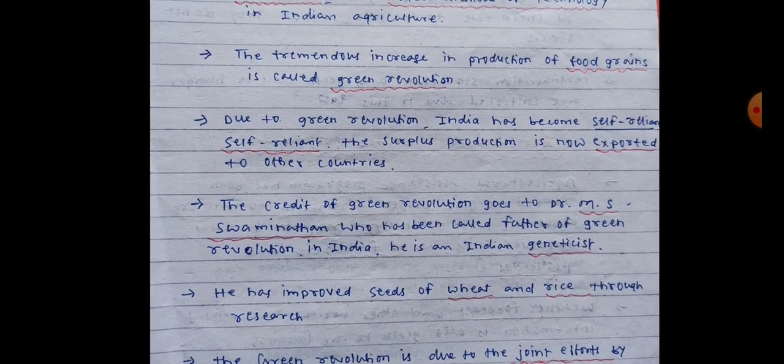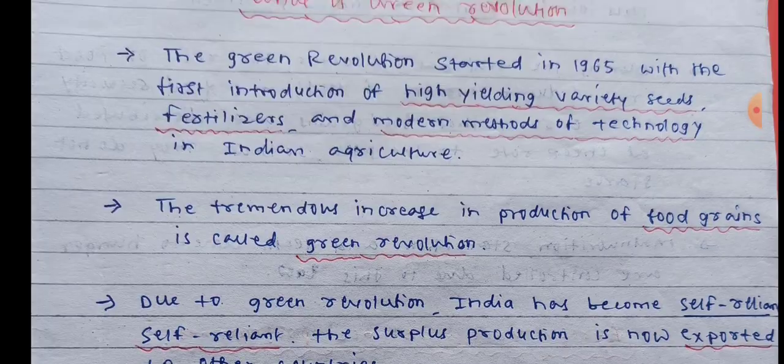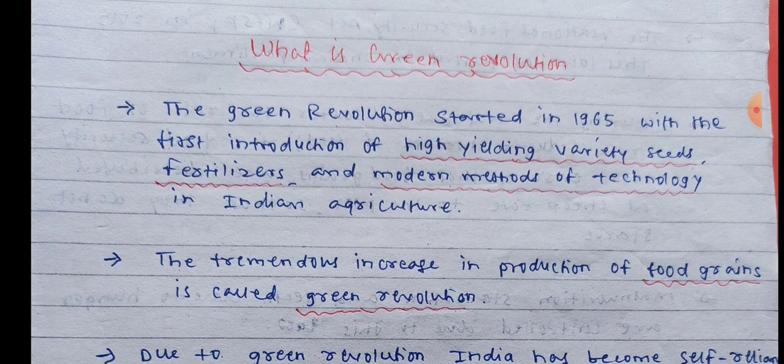Now again, I want to show you what exactly the green revolution is. The green revolution started in 1965. After freedom, in 1965 we got the green revolution, meaning we completed the green revolution. It means that in those years we had more production, high yielding variety seeds, and fertilizer. Actually what happened, the green revolution, it means what?